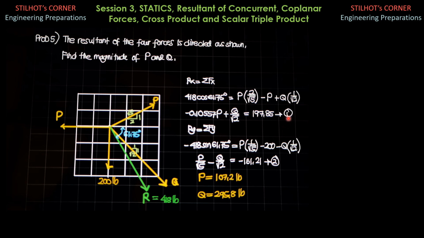Solving equations 1 and 2 simultaneously with your high-tech calculator, we obtain P equals 107.2 pounds and Q equals 295.8 pounds. So let's have the 3D, or three-dimensional, representation of a vector, rectangular representation.